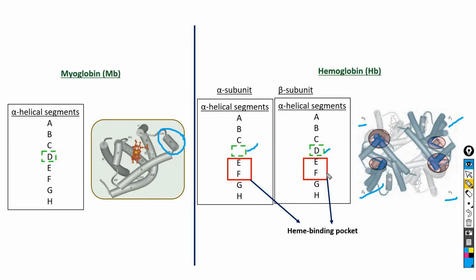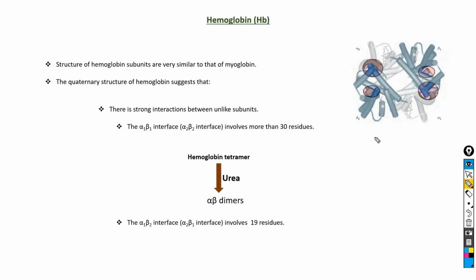And interestingly, the E and F helices of each subunit of hemoglobin form the heme binding pocket. This means the heme binding pocket is made up largely of the E and F helices in each subunit of hemoglobin. The quaternary structure of hemoglobin suggests that there are strong interactions between unlike subunits, that is between alpha and beta subunits of hemoglobin, not between like subunits.